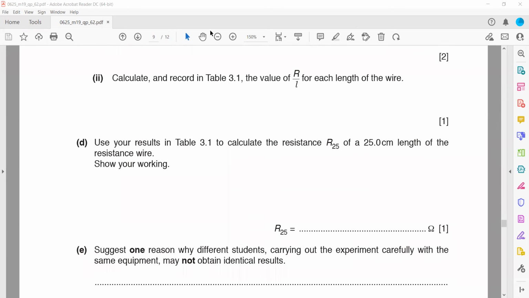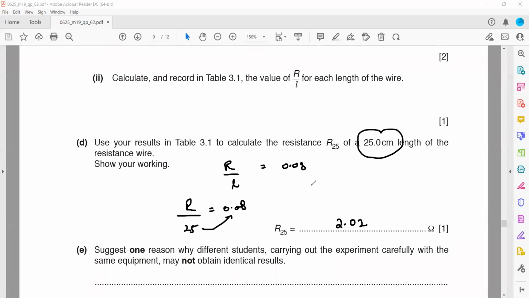So here, R divided by L, what are we getting? We are getting 0.08. So resistance divided by length is 0.08. And now the length is 25. So L is equal to 25 and this is 0.08. So 25 is divided, on the other side it will be multiplied. So 0.08 multiplied by 25 gives about 2.02 ohm.